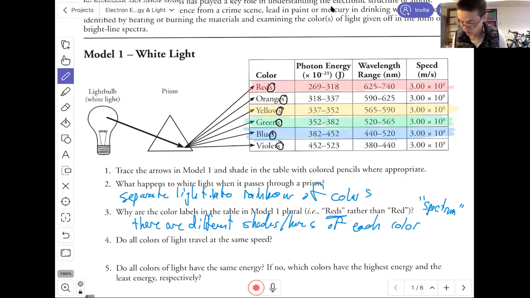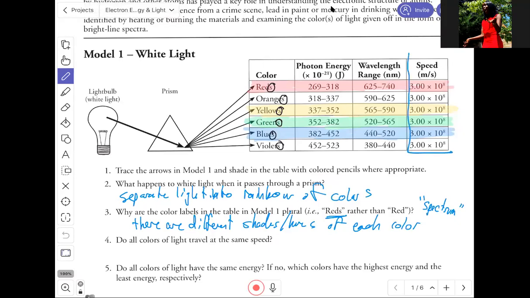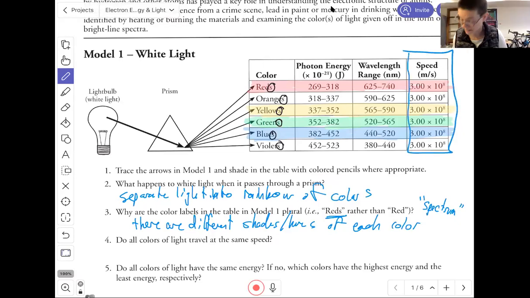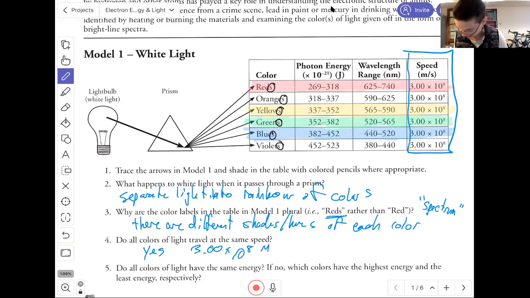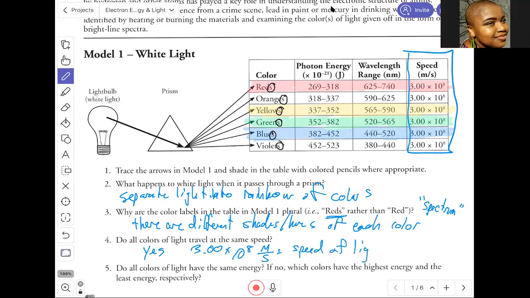So when we are talking about all of these different colors, do they all travel at the same speed? No. Do they travel at the same speed? Yes, they do. 3.00 times 10 to the 8th meters per second equals the speed of light. That's what Einstein said you can't go faster than. So we've got the speed of light. Color is light. That's the same thing.